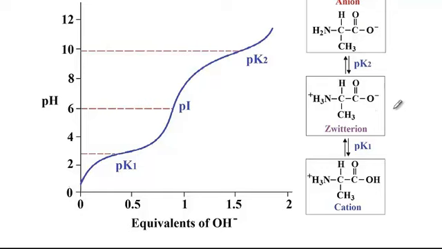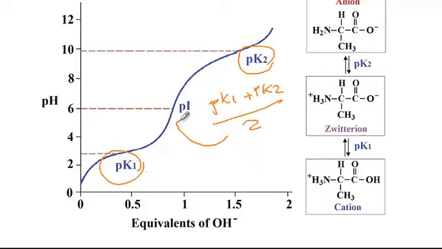The point at which the amino acid is predominantly in the zwitterion form is the average of pK1 and pK2: pK1 plus pK2 divided by 2. And this point is called the isoelectric point. In other words, the particular pH at which a given amino acid predominantly exists as a zwitterion is called the isoelectric point, or PI.